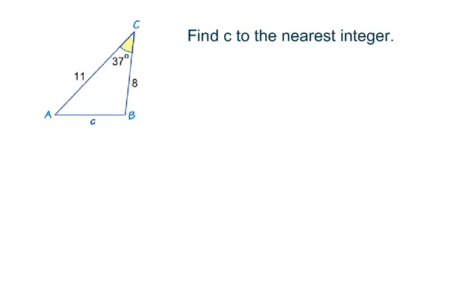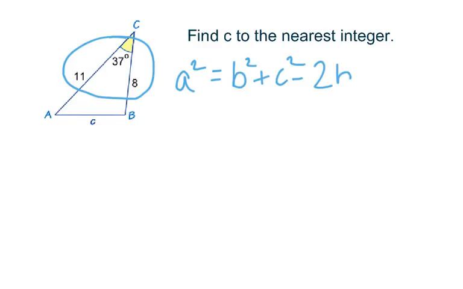Since I'm asked to find side C, to the nearest integer, and I have two sides and an included angle, this is a perfect situation for the law of cosines. The law of cosines says that a squared equals b squared plus c squared minus 2bc cosine capital A. The letters aren't really important. What is important is that this side and this angle are across from each other.